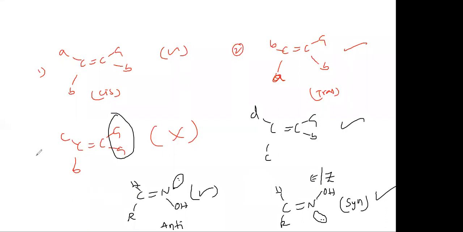The third one is not possible. The fourth one is possible. The fifth one is possible. The sixth one is also possible. Is it clear, guys? Anti means OH and hydrogen on opposite sides. Syn means hydrogen and OH on the same side, because this is an oxime. Oximes కాబట్టి ఇలానే ఉంటాయి. ఎందుకు అలా ఉంటాయో will discuss later. నేను తర్వాతకి చెప్తాను. ఓకేనా గైస్?